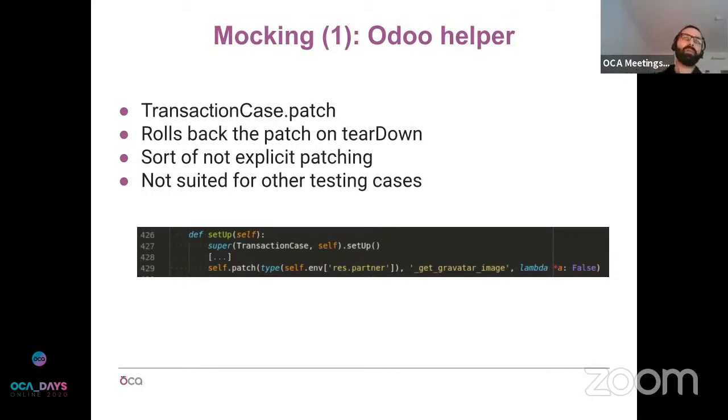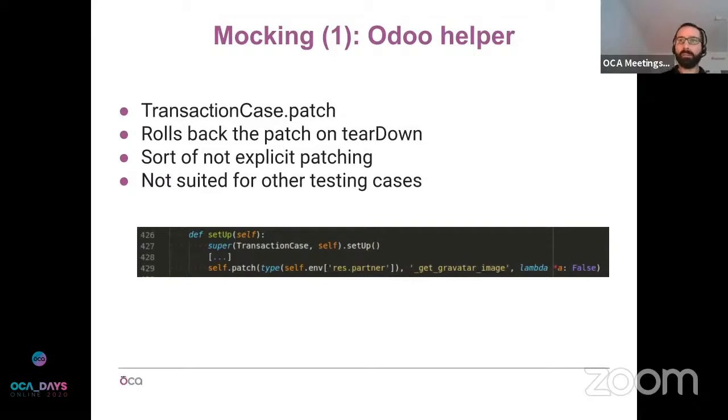I don't like it for a particular reason, just because it's not explicit, so you don't actually see what you're doing under the hood, and also it's not suited for all the testing cases because, as I mentioned, it's only in the TransactionCase. So if you're working on SavepointCase, you won't find it. Okay, so there are other ways to patch. In any case, it's good to see that it's there.